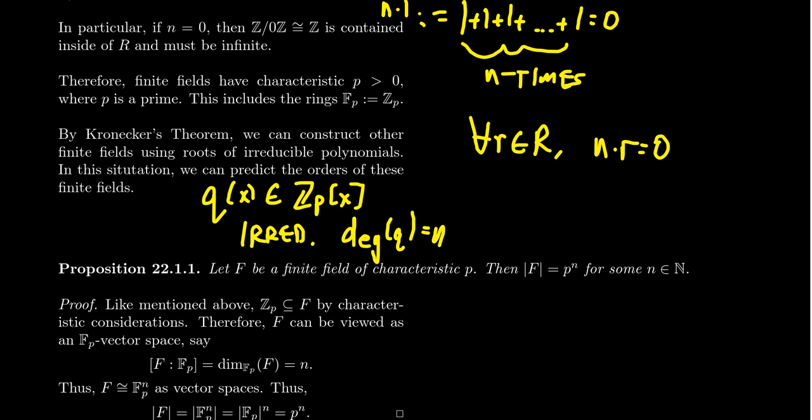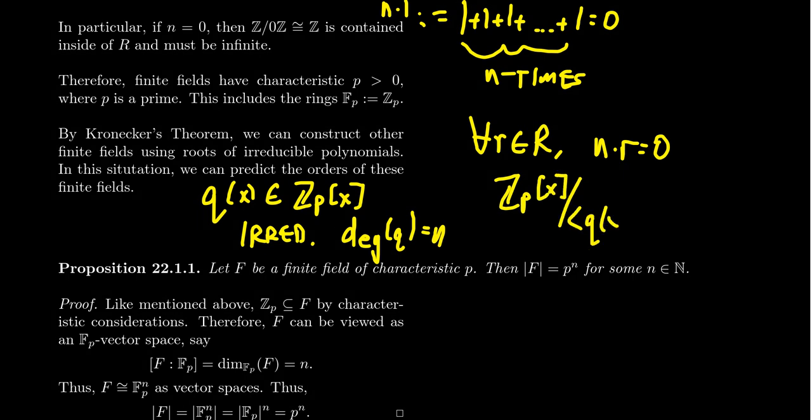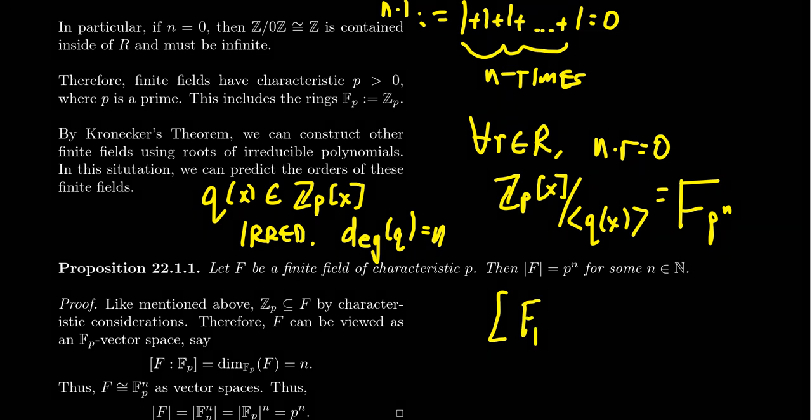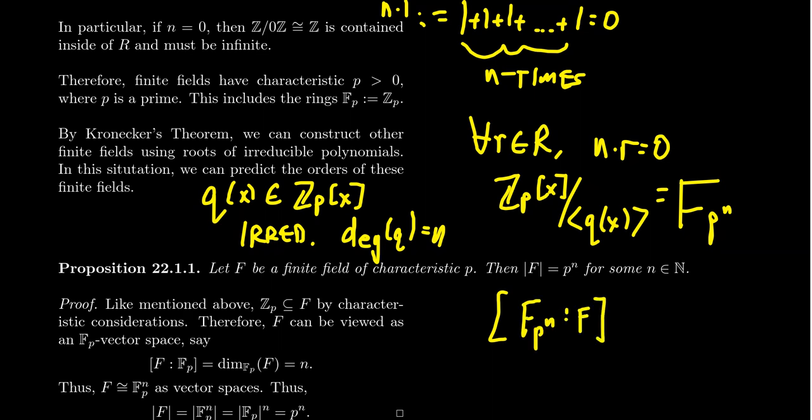Since this polynomial is irreducible, if we take, by Kronecker's theorem, the field Zp adjoined x, and we mod out by the principal ideal generated by q, this is going to give us a field. Let's call this field F sub p to the n, like so, all right? This is going to give us a polynomial whose degree, F_p^n over F, is going to be n. All right, if you take the root of an irreducible polynomial and adjoin it to a field, that will then extend the field by the degree of the polynomial. So we call it the degree of the extension there.